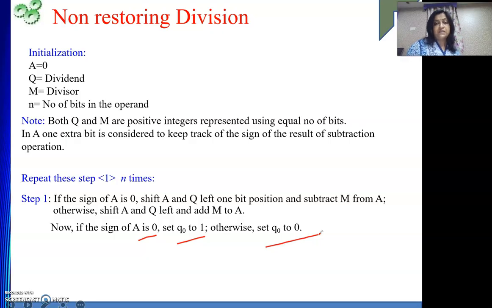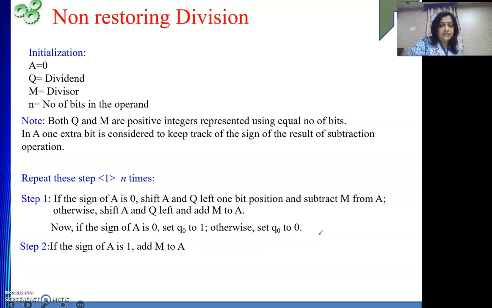That extra operation is eliminated. Step 2: you perform these steps n times, which means all the boxes in Q are now filled up. After n steps, if the sign of A is 1, then add M back to A. We need to do this because if we come up with a negative remainder, we need to add M to A so that we get a positive result. Now we'll see one example.